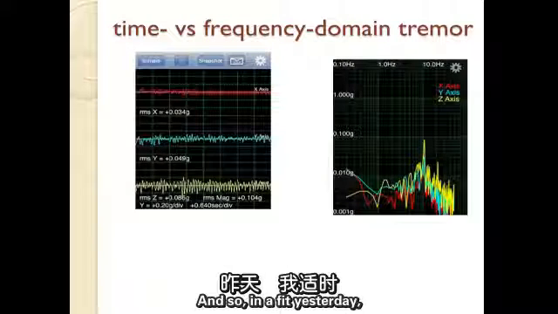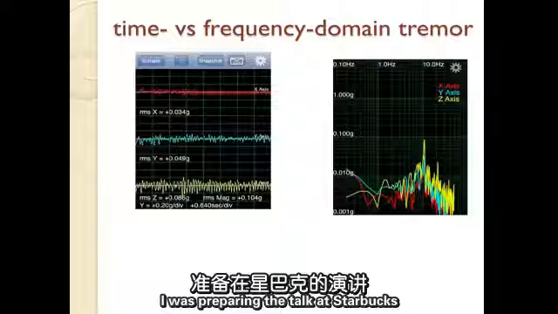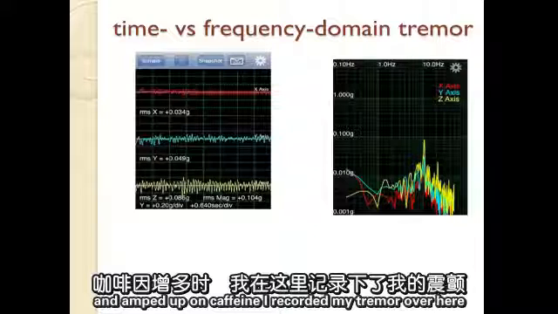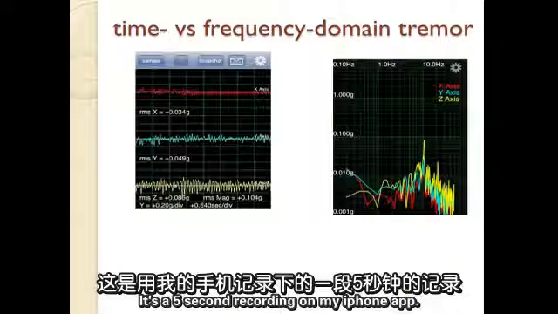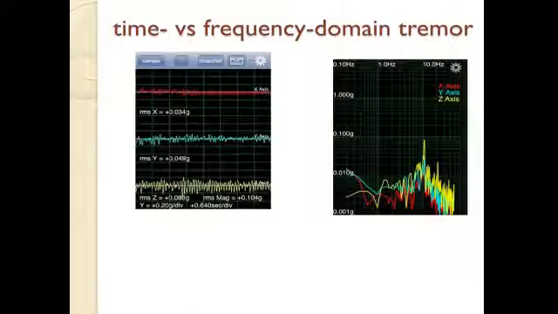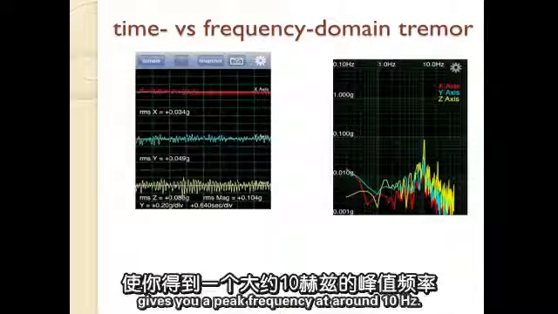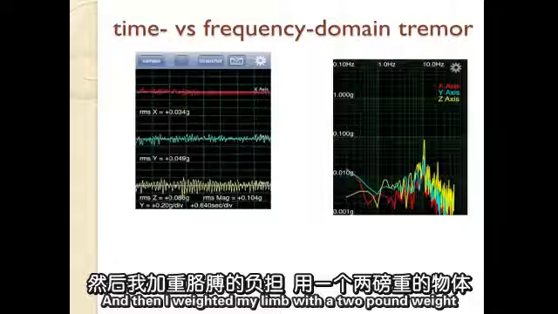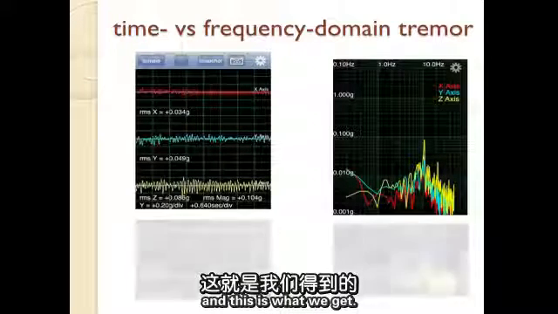And so in a fit yesterday, I was preparing the talk at Starbucks, and amped up on caffeine, I recorded my tremor over here. It's a 5-second recording on my iPhone app. And the Fourier transform gives you a peak frequency at around 10 hertz. And then I weighted my limb with a 2-pound weight. And this is what we get.